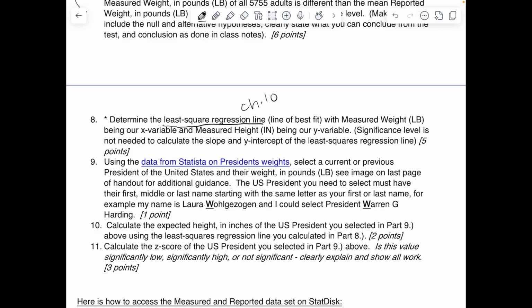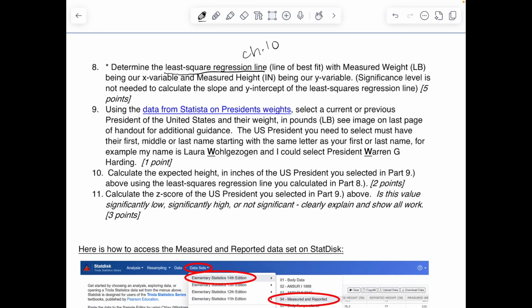Number 9 says, using the data from Statistica on presidents' weights, select the current or previous president of the United States and their weight in pounds. See image on the last page of handout for additional guidance. The U.S. president needs to have their first, middle, and last name starting with the same letter as either your first or last name. For example, my name is Laura Wolgzogen, so I can either pick somebody who has an L starting with their first or last name, or a W starting with their first or last name, or a middle name. And I could select president, and I'll choose Warren G. Harding as the president to select.